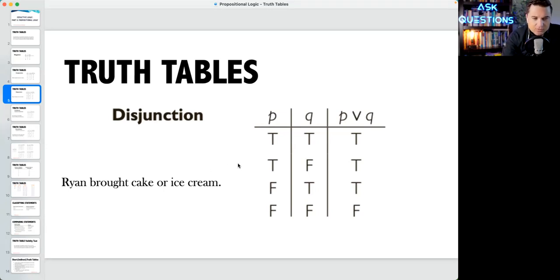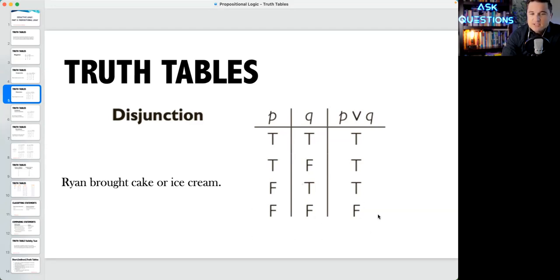Okay, so world two. This is a world where I bring the cake, but I don't bring the ice cream. So true or false? Did I bring cake or ice cream? At least one of them. Yeah, I brought the cake. So that satisfies this "or," and so the wedge is true. And similarly, if I forego the cake, but I bring the ice cream, then this disjunction is still true, saying I brought at least one. And these are both true. In this case, because I brought the cake. In this case, because I brought the ice cream.